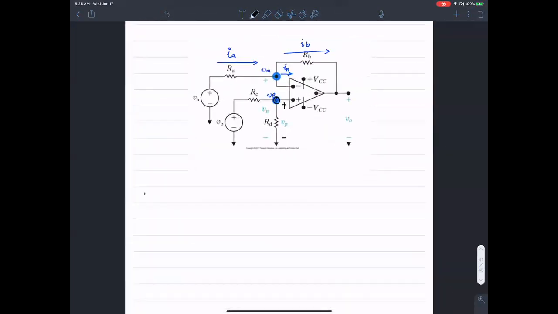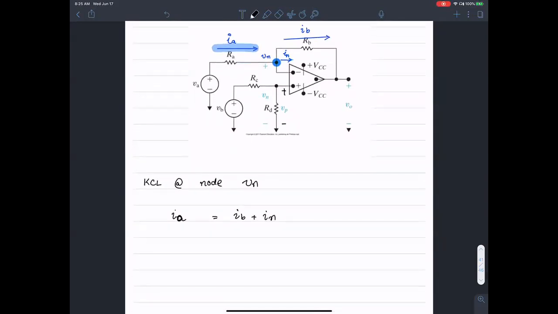Step 3 is KCL at node Vn, which is that guy. The current coming in, Ia, that's the current coming in, this guy, should equal the current leaving, Ib plus In. What's the current coming in? That's the voltage across this potential minus this terminal over the resistance over there.